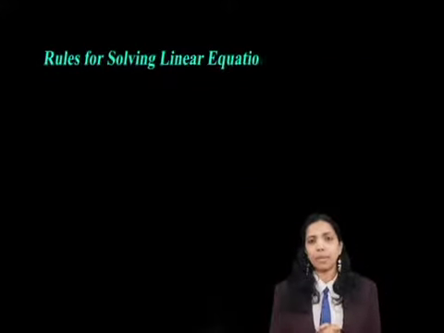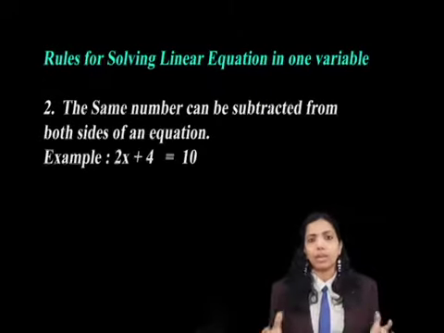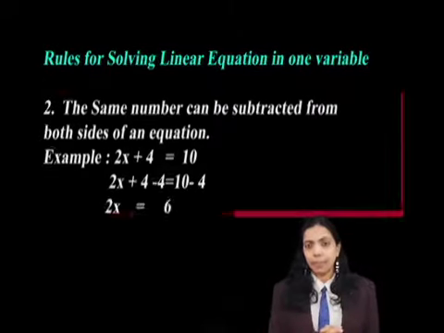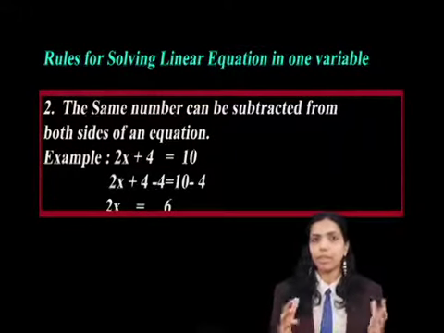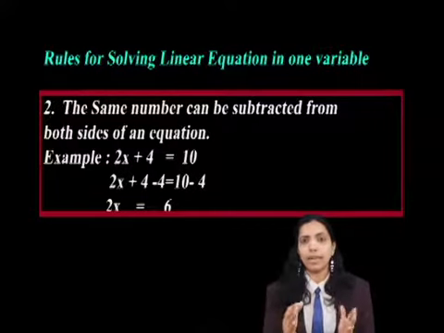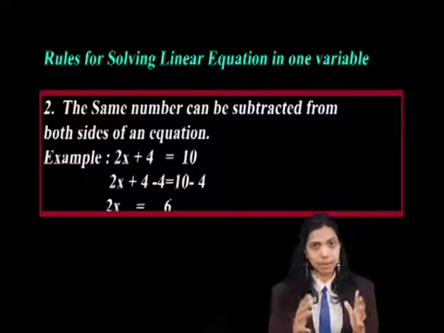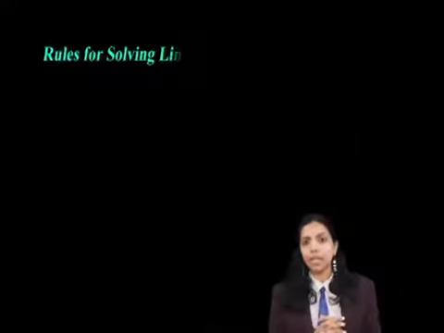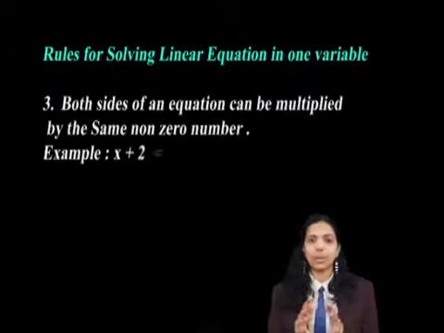The same number can be subtracted from both the sides of an equation. 2x plus 4 equals 10. We are going to subtract the same number, 4. 2x plus 4 minus 4 equals 10 minus 4. 2x equal to 6.